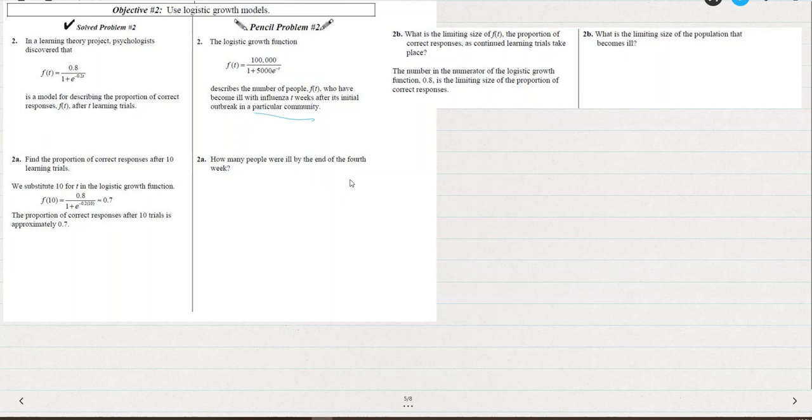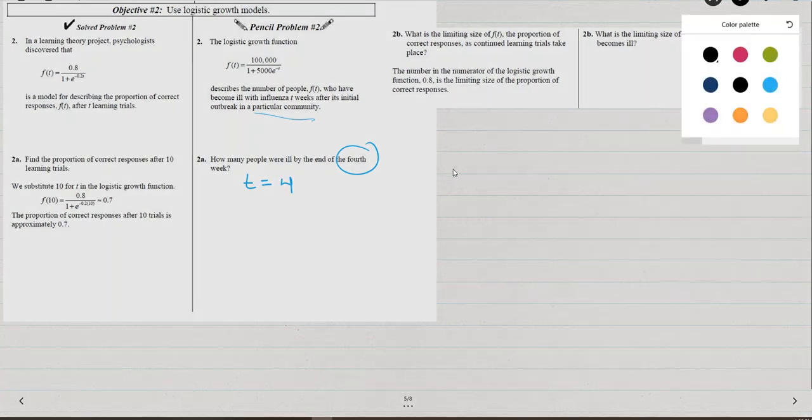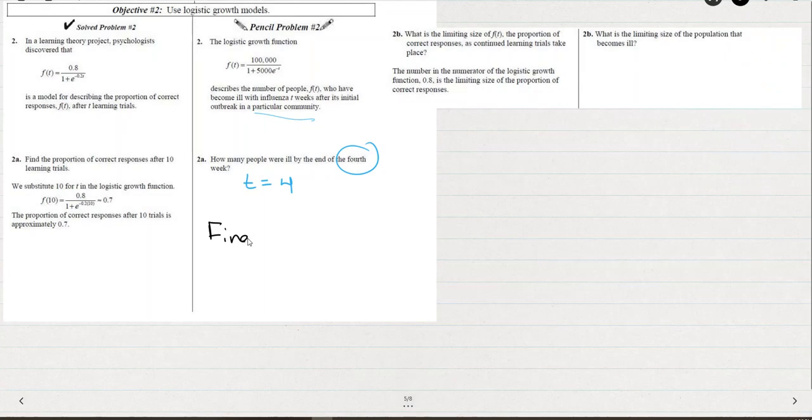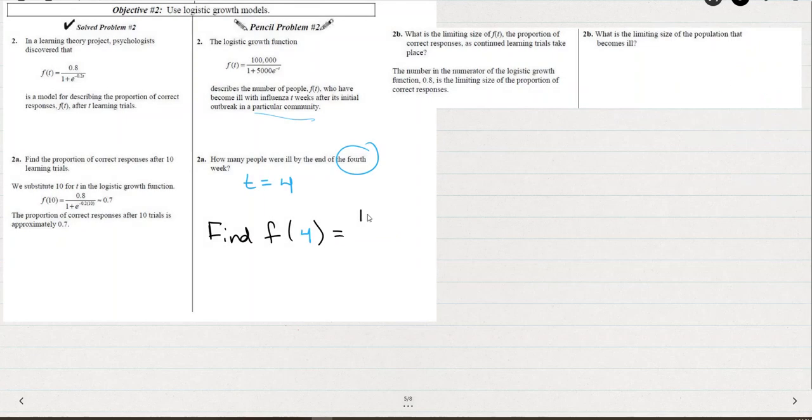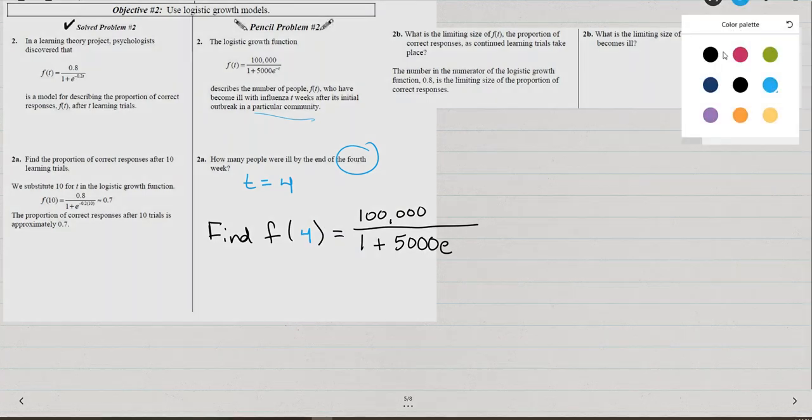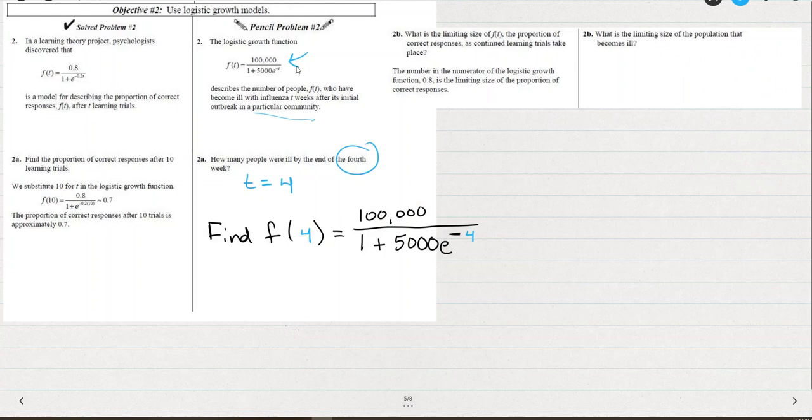How many people were ill by the end of the 4th week? So at the end of the 4th week, we're saying that t is equal to 4. So all that this is asking us to do, if I want to interpret this problem, is find f of 4. Well, f of 4 is going to equal 100,000 divided by 1 plus 5,000 e to the negative 4. Why am I making the 4 negative? Look at the function that we're given again, and it's e to the negative t, right? So e to the negative 4.